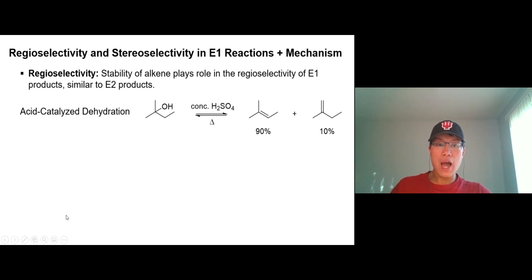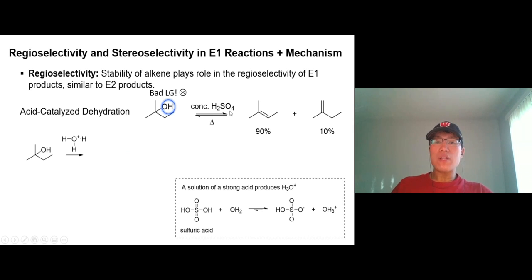Before we draw anything, you should realize that an OH is a good or bad leaving group? Oh, that's one of the worst, right? So we have the worst leaving group right here. It's not going to leave unless we make it a better leaving group. We're going to make it a better leaving group by using an acid right there. So we're going to protonate it.